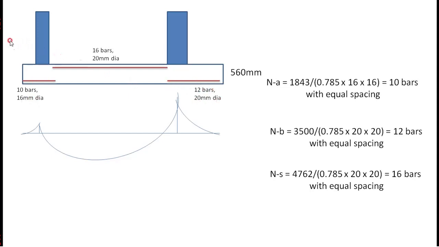Why? Because it bends this way. You need to draw the elastic curve. You will come to know where the tension portion is and where the compression portion is. Wherever the tension portion is, you need to provide these steels. Okay, thank you.